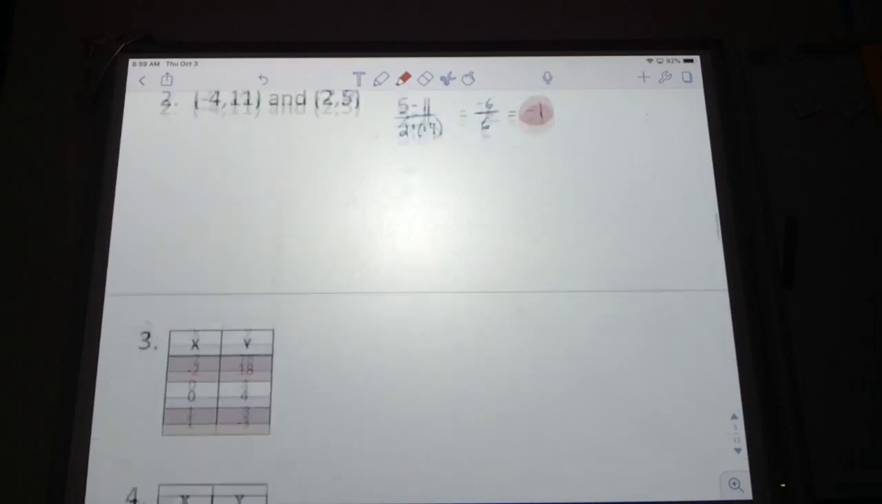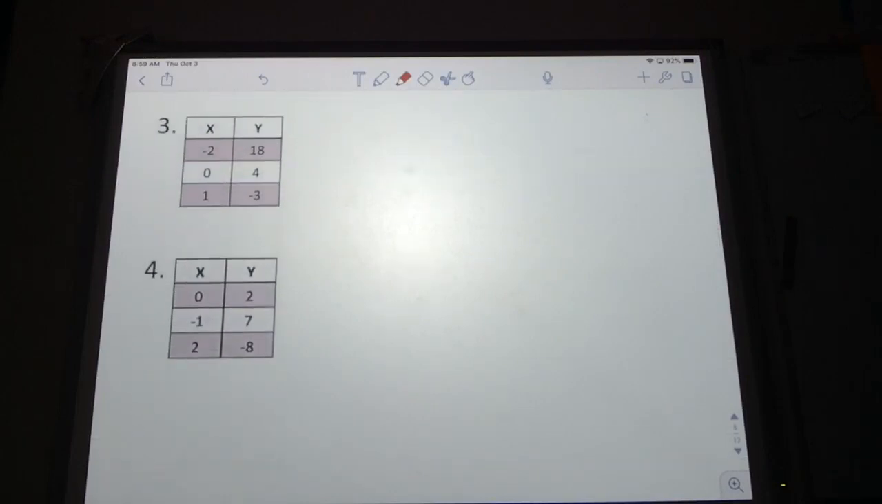Okay? So they can also give it to you in this way, a table. The main thing about a table is they give you more points than necessary, so you need to figure out which points to use. You need 2 points. I'm going to say always choose the easiest points. So if there's positives, choose those. If there's ones that include zeros, choose those. If there's just smaller numbers, choose those. Choose the ones that are easiest.